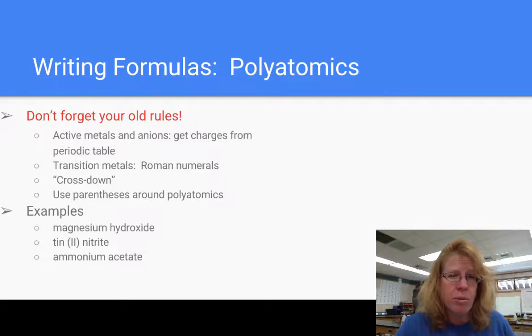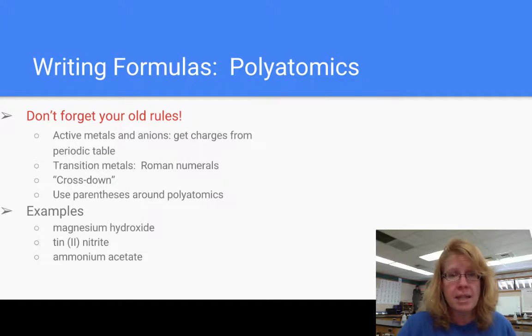So don't forget the rules that you've already learned about naming and writing formulas. If you're talking about active metals, make sure that you're getting your charges from the periodic table. The anions, you should get those charges from the periodic table as well. If they're the polyatomics, you have to memorize those, so that can be kind of a pain, sorry. For transition metals, don't forget you need to use Roman numerals with those. And you're going to use your crossing down to figure out what your formulas are.